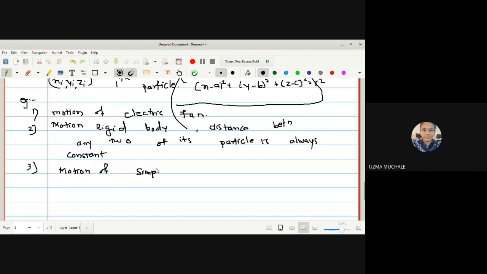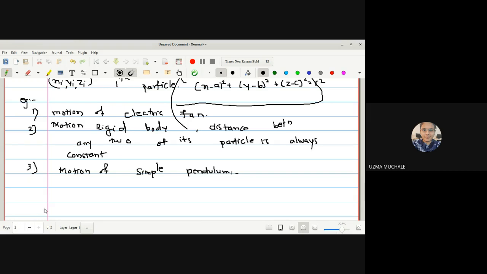Motion of a simple pendulum. I hope everyone has studied what a simple pendulum is. In physics, we have practicals, right? So what is the restriction on the motion of a simple pendulum? हमने जितना उसको डिस्प्लेस किया है वो उसी एरिया में डिस्प्लेस होगा ना, and after some time it will come directly to the original position. बरोबर ना? So this type of restriction, whatever we have studied, is called a geometric restriction.